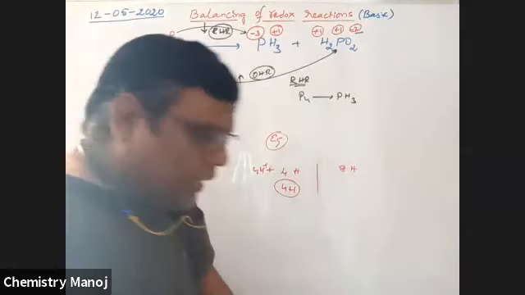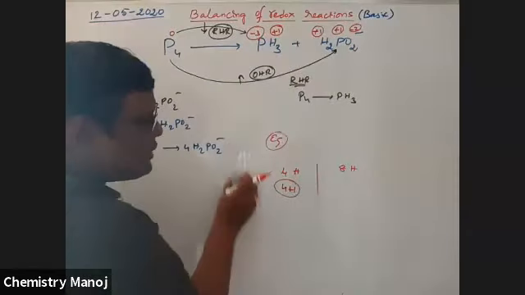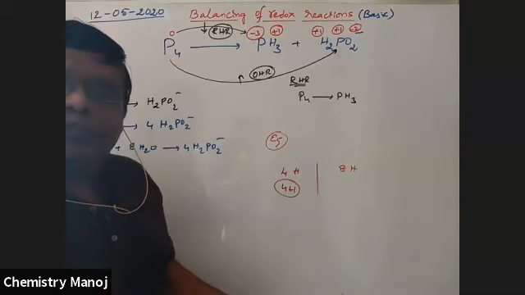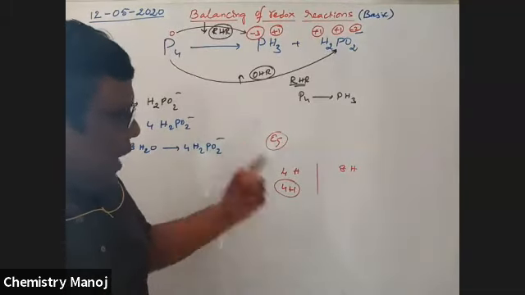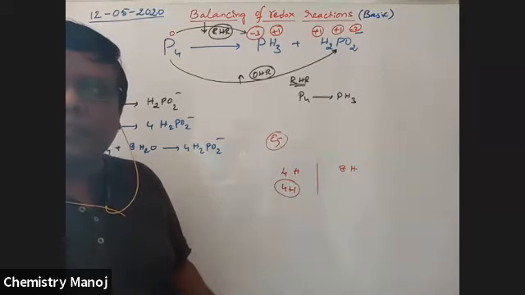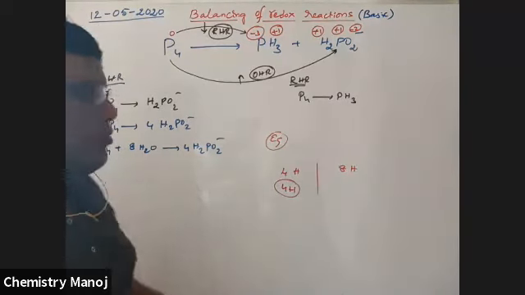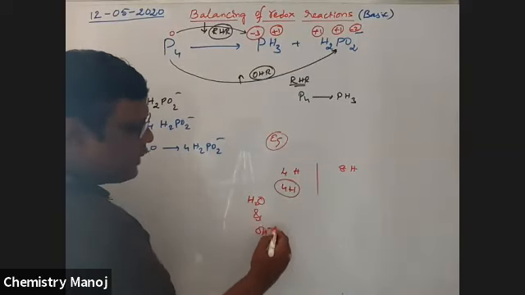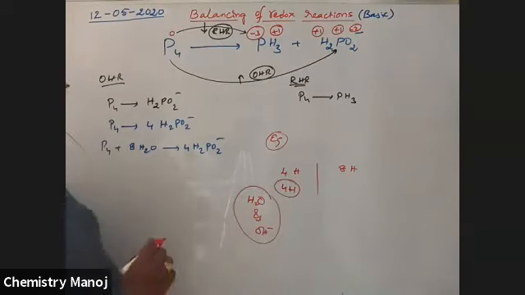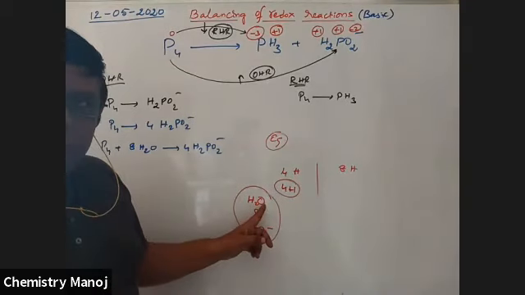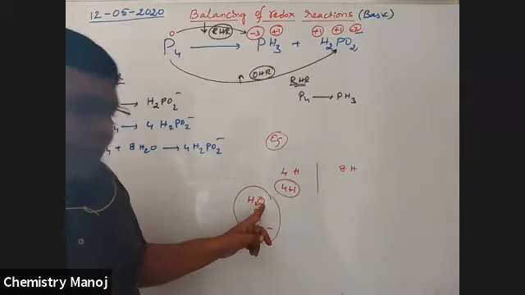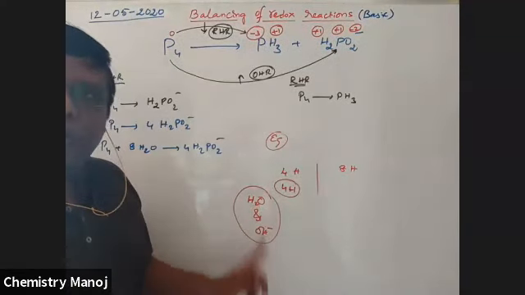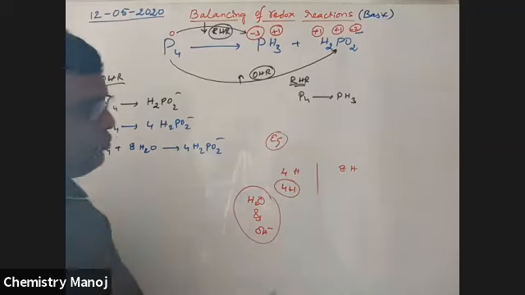But now we are in basic medium. H plus are not accepted. So while balancing hydrogen atoms, H2O and OH minus ions are used. First use H2O and then OH minus. So at a time both are used. First of all, check once again.